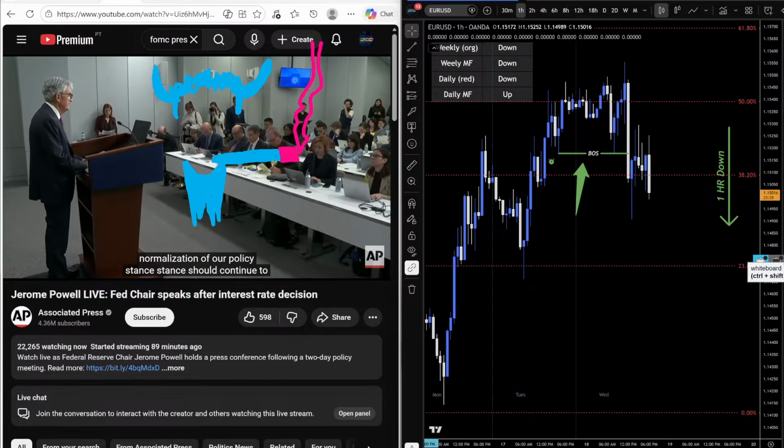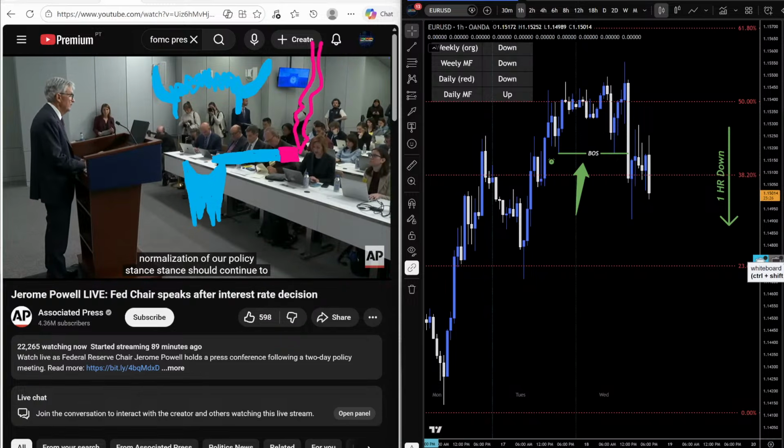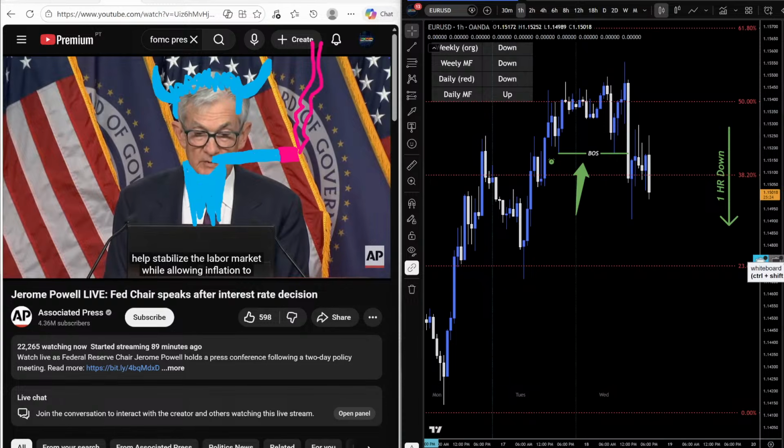But the implications of events in the Middle East for the U.S. economy are uncertain. In the near term, higher energy prices will push up overall inflation, but it is too soon to know the scope and duration of the potential effects on the economy. We will continue to monitor the risks to both sides of our mandate. We are well positioned to determine the extent and timing of additional adjustments to our policy rate based on the incoming data, the evolving outlook, and the balance of risks.